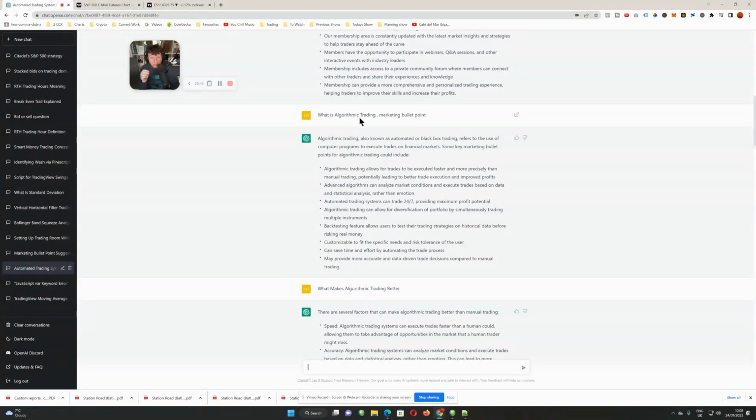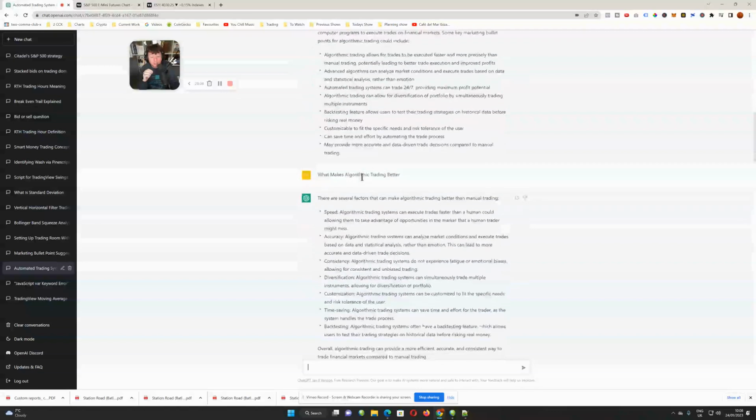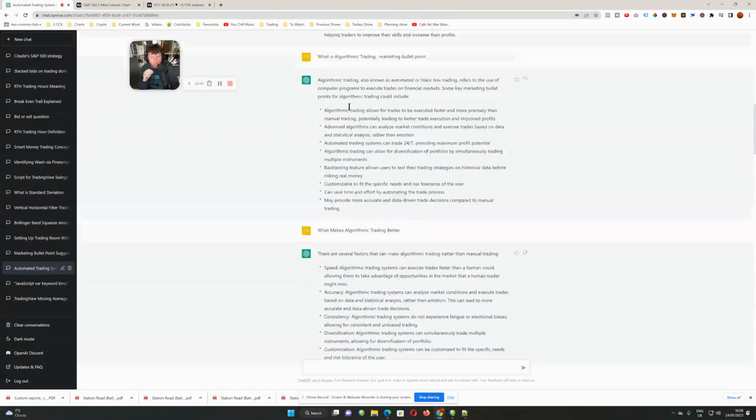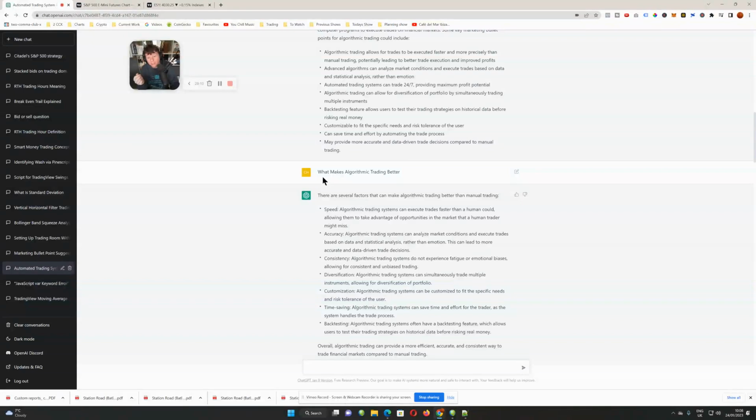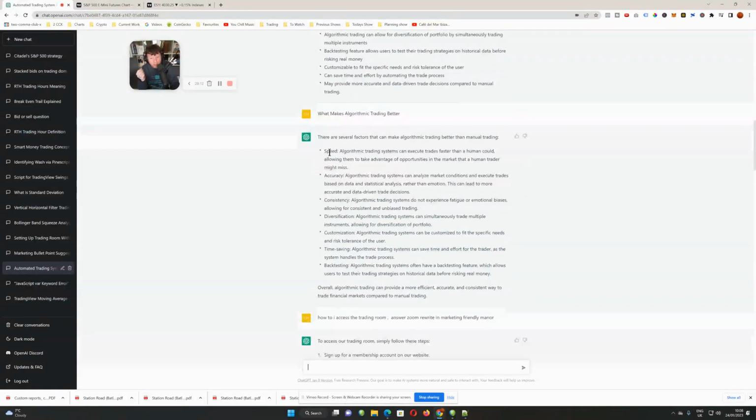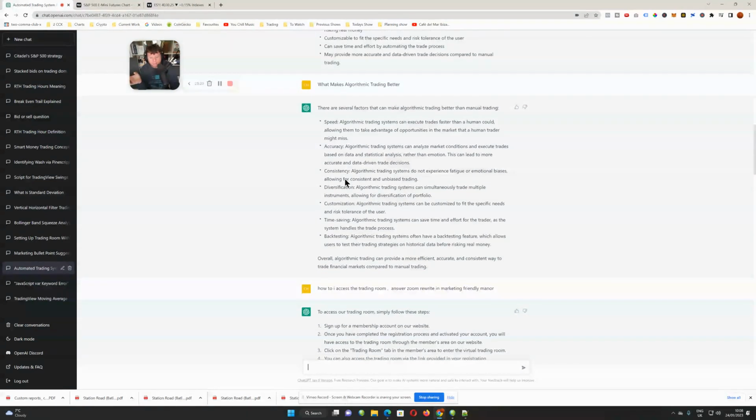I mean, if you look here, what is algorithmic trading? So then we're basically saying from a marketing bullet point of view, explain to our customer what it is. Algorithmic trading allows for trades to be executed faster and more precisely than manual trading, potentially leading to better trade execution and improved results. So again, it goes into the explanation as to what algorithmic trading is. Then we go to say what makes algorithmic trading better. Speed. Algorithmic trading systems can execute trades faster, as we've said. Accuracy. Can analyze the market conditions and execute trades. And there's no emotion. Again, I was looking for that element.